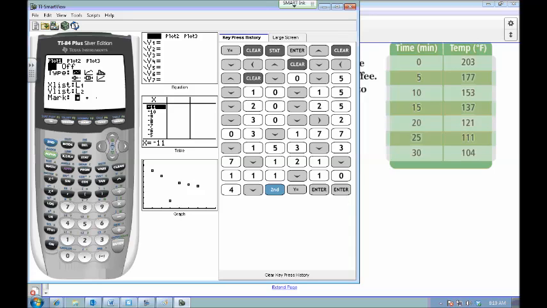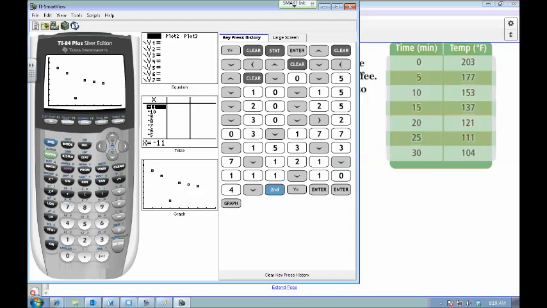In X list, we have L1, Y list is L2. And we need to make sure we have a mark. Don't select the little point, you won't be able to see it. Probably the box is the best one, you can actually see it. Once that is turned on, you can graph it and see the points.